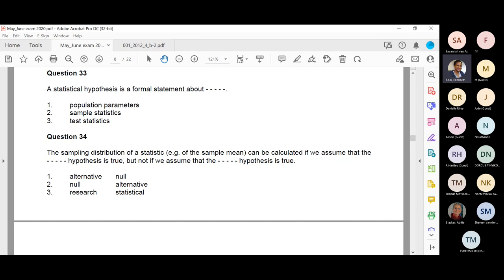It's always about the population parameter. Population parameters are like your mean, your standard deviation, and your proportions. Things like that. Those are your population parameters. For population parameters, we use Greek letters. Sample statistics are like your mean, your standard deviation, and your proportion. We use Roman letters. And sometimes they do ask you this kind of questions, I think. You must always remember that.